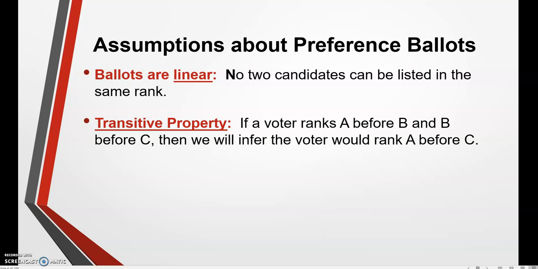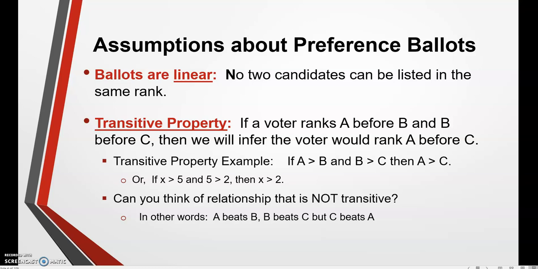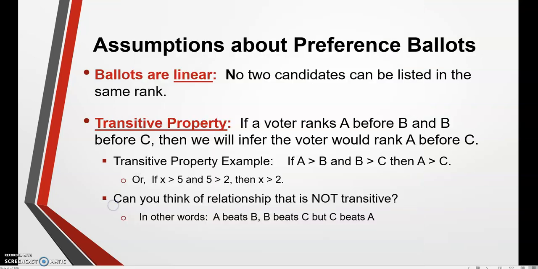And you may be thinking, well, isn't this always true? And the answer is no. There are situations where the transitive property does not apply. For example, rock, paper, scissors. If you have ever played rock, paper, scissors, you know that rock beats scissors and scissors beats paper, but that does not mean that rock beats paper, because paper actually beats rock. So that's one example of where the transitivity or transitive property does not apply. But remember, for our intents and purposes, we're going to assume that on our ballots that the transitive property does apply.